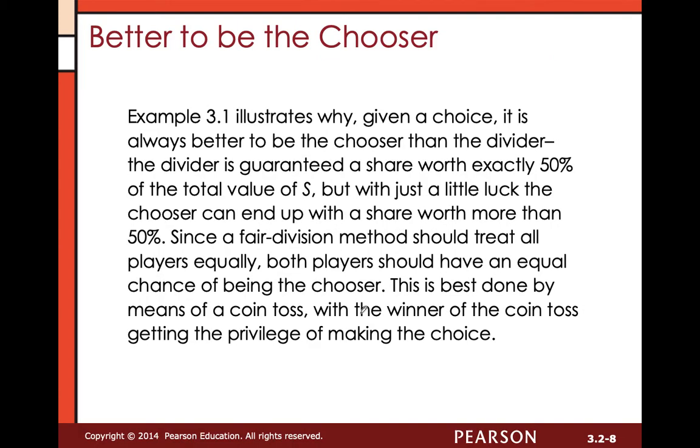Okay, now, it is better to be the chooser. This example illustrates why, given a choice, it's always better to be the chooser than the divider. The divider is guaranteed a share worth exactly 50% of the total value. But with just a little luck, the chooser can end up with a share worth more than 50%, like we just saw. Since the fair division method should treat all players equally, both players should have an equal chance of being the chooser. This is done by means of a coin toss or some other method where the winner of the coin toss gets the privilege of making the choice. So you do have an initial 50-50 shot of being the divider or chooser, obviously the chooser being the one you'd prefer to be.